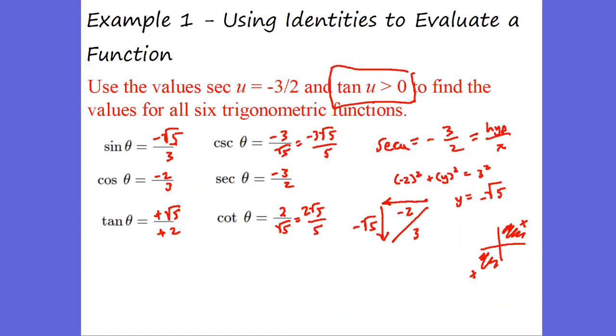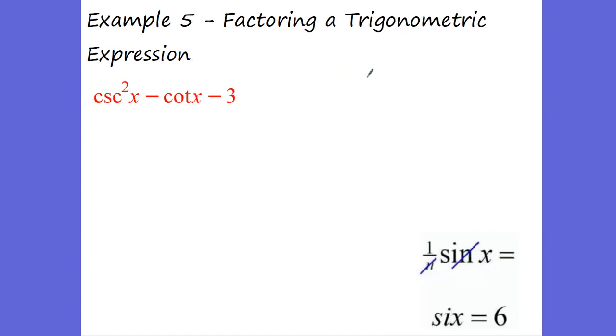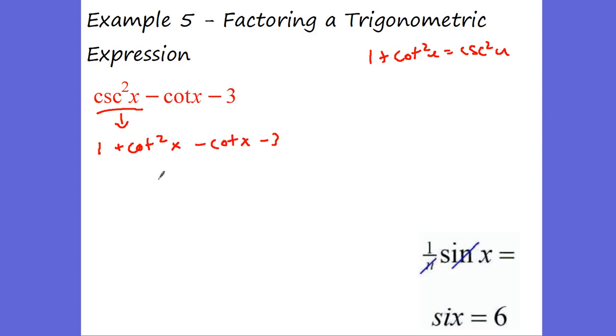So let's do that over here. 1 plus cotangent squared of u is equal to cosecant squared of u. So I have cosecant squared of u, which means this is really the same as 1 plus cotangent squared of, not u, but x in this case, minus cotangent of x minus 3. Guess what? I'm now on the same playing field. I'm now dealing with cotangents, aren't I?